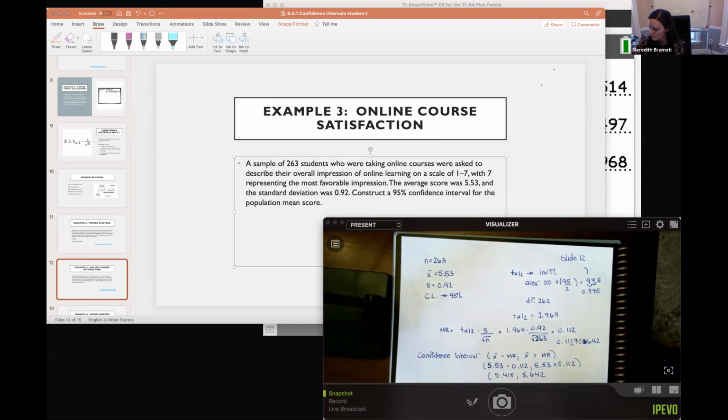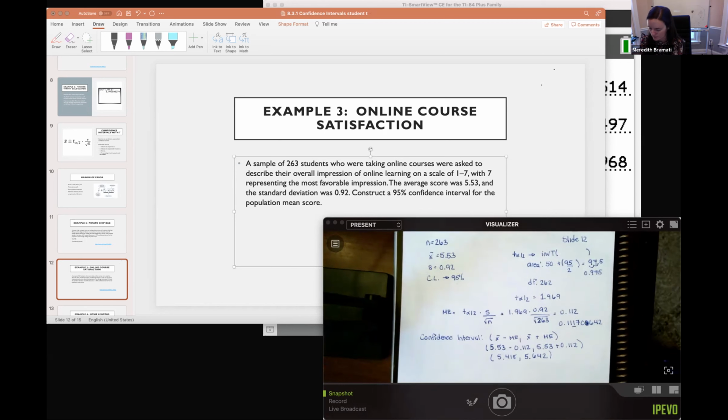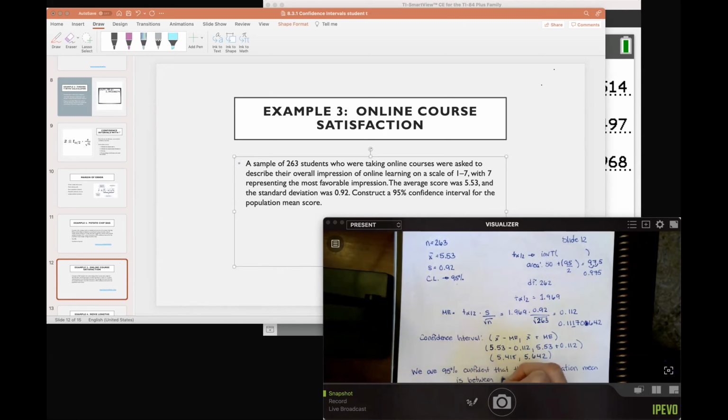Okay. We are 95% confident that the true population mean is between 5.418 and 5.642.